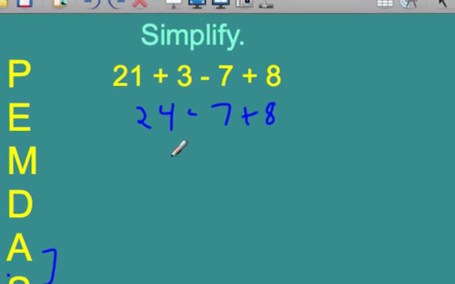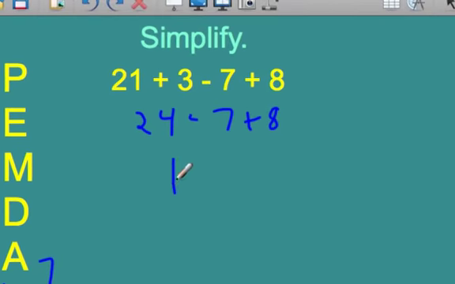So 24 minus 7 is 17, and I can now do the plus 8. And when I have one operation left, that's pretty simple. It's 25. Just to illustrate that point about how important it is to do these in order, I'm going to do them in the wrong order and show you that your answer will be just a little bit different.